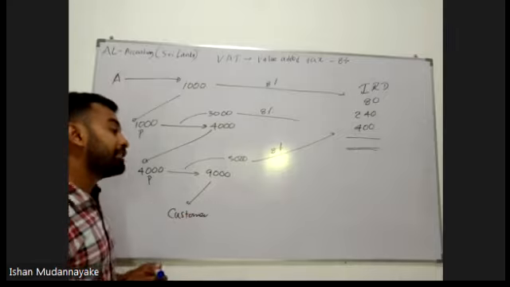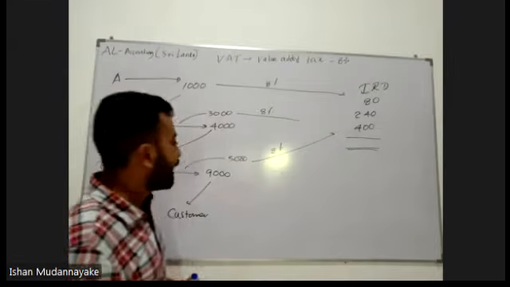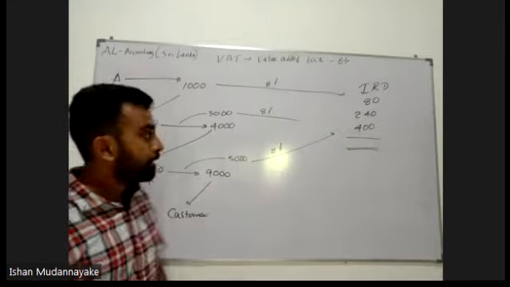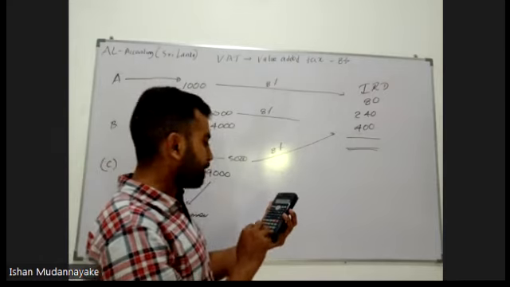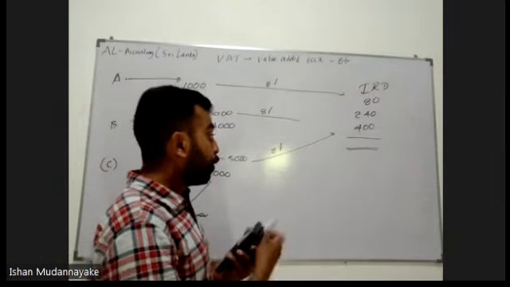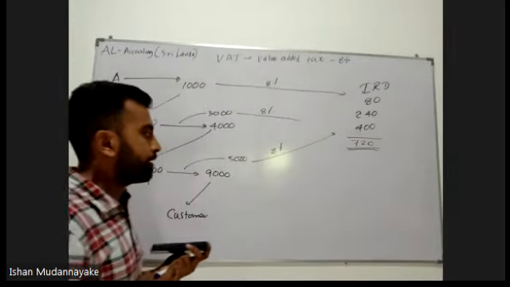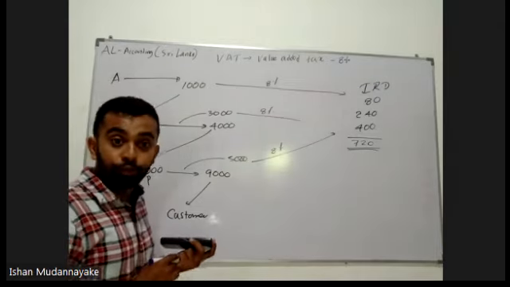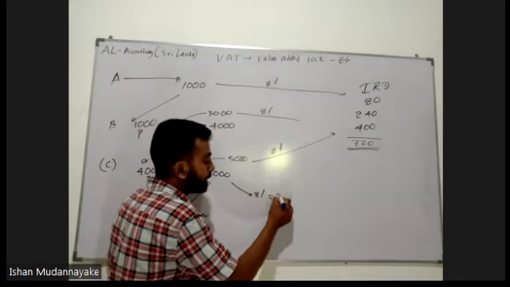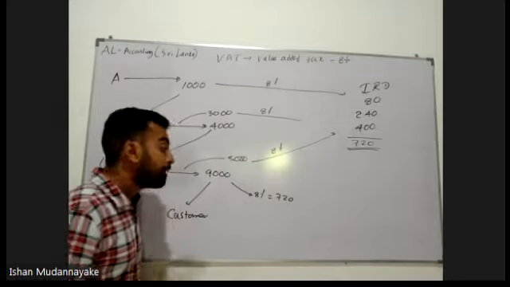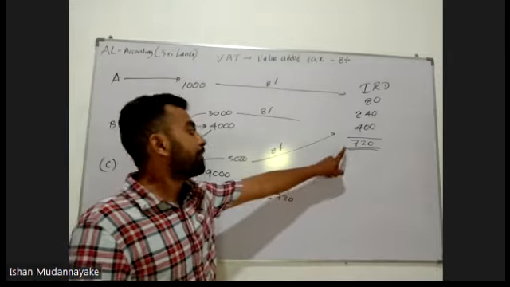Right. This is the basic idea of value added tax. The Department of Inland Revenue collected value added tax from each company: 80, 240 and 400. Total collected amount is 720. If we look at the total added value to the economy, 9,000 into 8%. How much? 720.